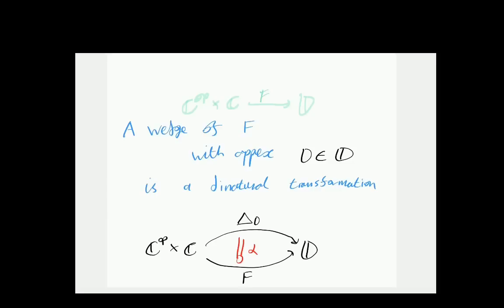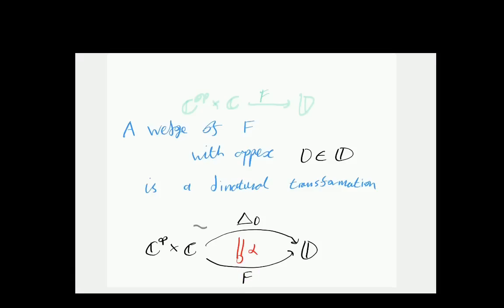So suppose we have a bifunctor F. In other words, suppose we have a functor from C op times C to D, and it's called F. So what is a wedge of F? Well, to get a wedge of F, we just pick an object of D. We'll call that ordinary D, and we'll refer to it sometimes as the apex of our wedge. And then our wedge just consists of a dinatural transformation from this constant functor here to F.